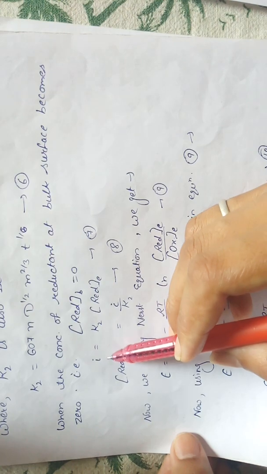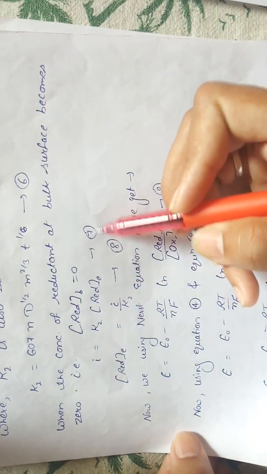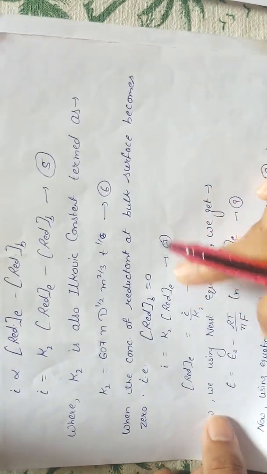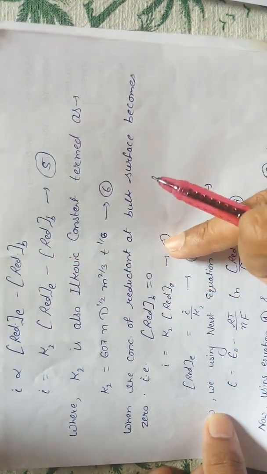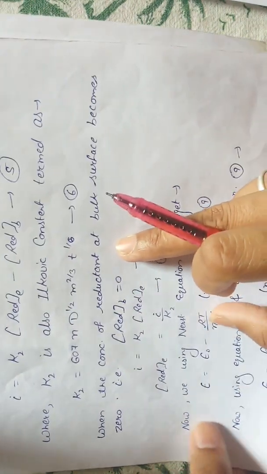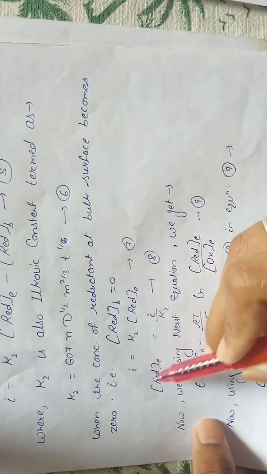Now, when the concentration of reductant at the bulk becomes 0, that is reductant at bulk is 0, then the equation will be I is equal to K2 times reductant at electrode. This is equation 7. We have put bulk as 0 in this equation. So if bulk is 0, then we have K2 and reductant at the electrode. This will be the equation for current. Reductant at the electrode is equal to I upon K2.